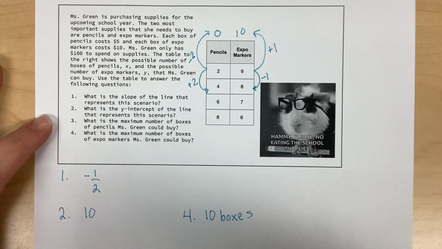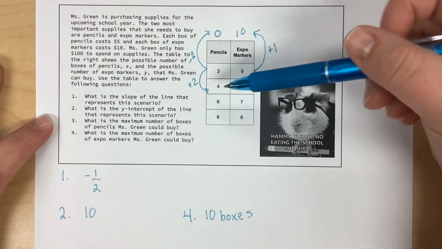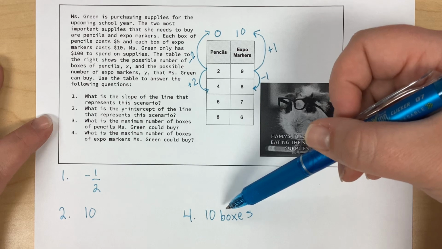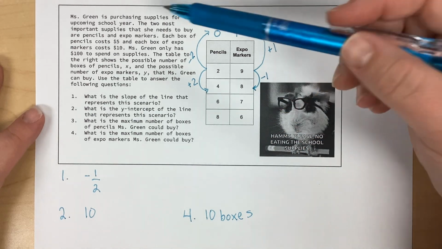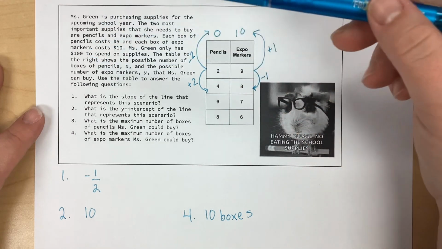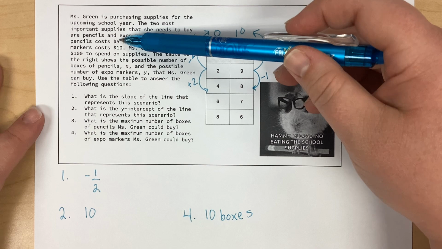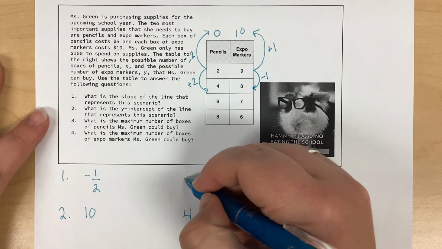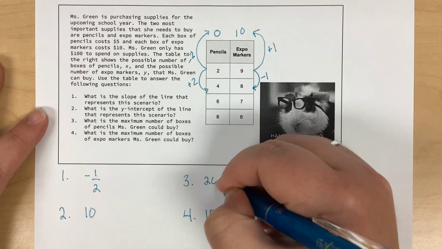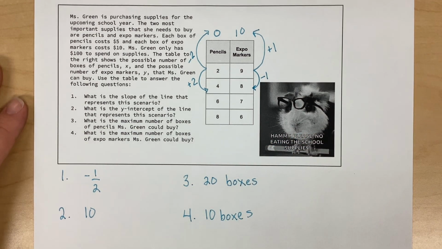Now, to find the maximum number of pencils I can buy, you can do one of two things. You could continue the table by using its pattern, or you can think about, all right, Ms. Green has $100. Each box of pencils is $5. So how many boxes could she buy? 100 divided by 5 is 20. So that means Ms. Green can buy 20 boxes of pencils with her $100. And that's it. That's how you use slope and y-intercept when it comes to inequalities.